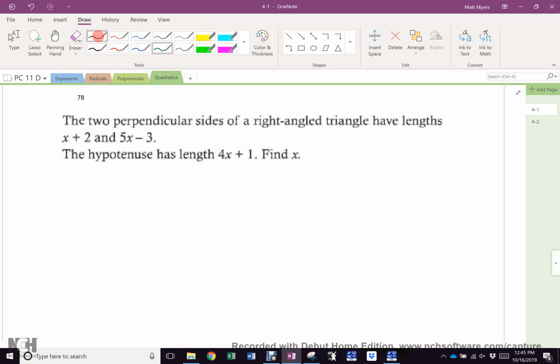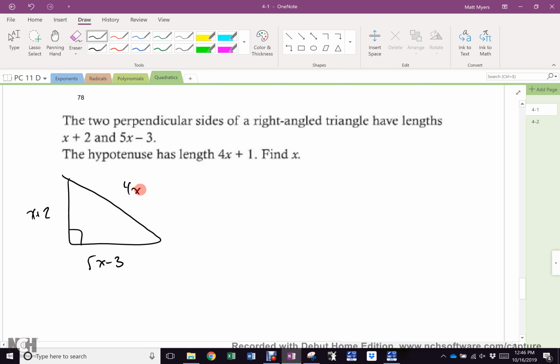All right. Of course, it's a triangle. X plus 2, 5x minus 3, and 4x plus 1. What do you know about every single triangle that has a right angle in it? You know Pythagoras. There's A, there's B, there's C. So, (x plus 2) squared plus (5x minus 3) squared equals (4x plus 1) squared. Then you do the math.